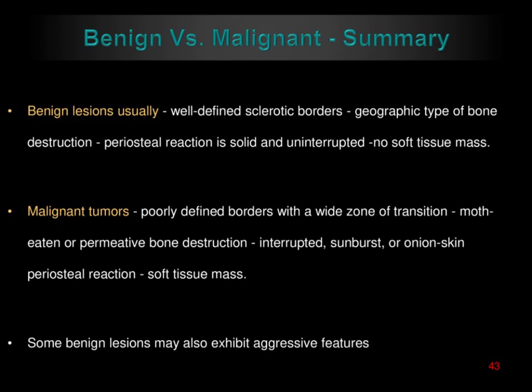It is important to remember that some benign lesions like giant cell tumor or aneurysmal bone cyst may also exhibit aggressive features.